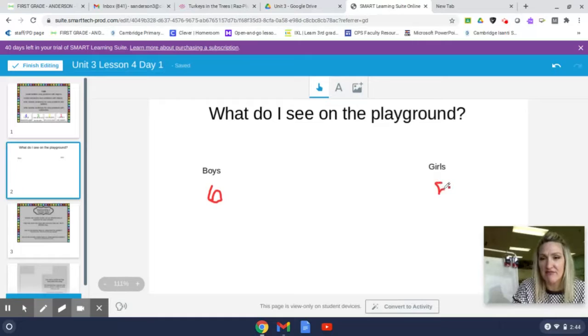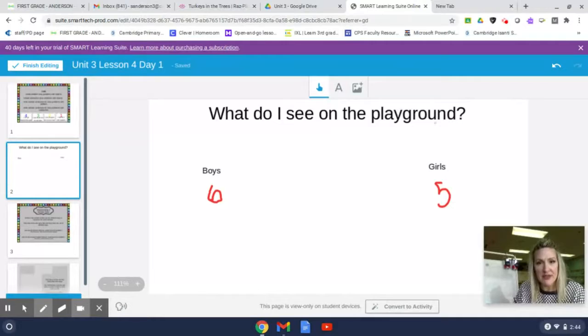How many girls? 5. Now, if I read a story problem that said there are 6 boys on the playground and there were 5 girls on the playground, how many kids are there on the playground altogether? Like, how many children are playing on the playground? How could we draw a picture to solve that problem? Well, how many boys would I draw? 6. I could just draw circles or I could draw stick people, something quick, because this isn't about art, right?